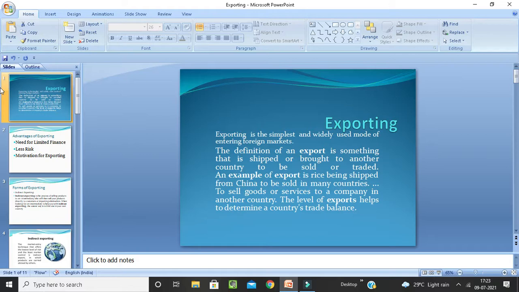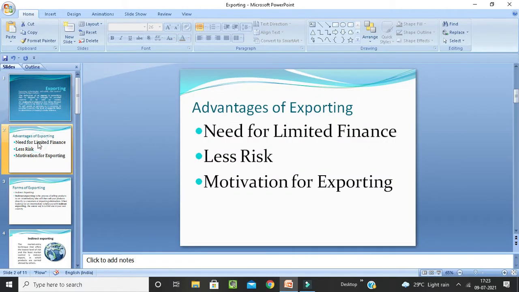The level of exports helps to determine a country's trade balance. I hope students have understood the meaning of exporting. Now we'll go for the advantages of exporting. What are the main advantages of exporting? It is there on the screen. Have a look.